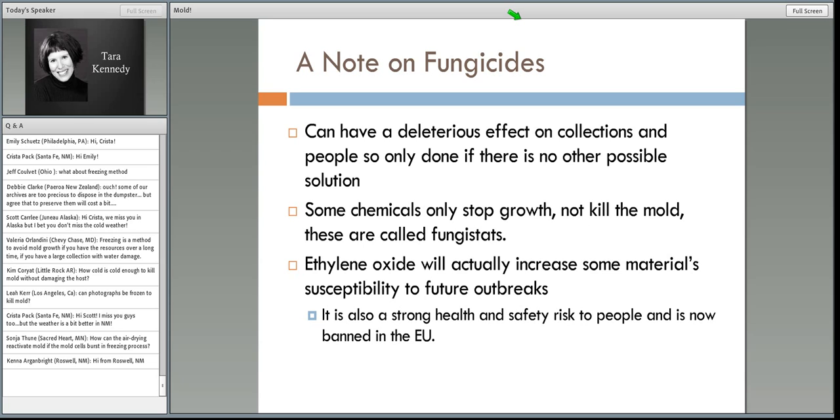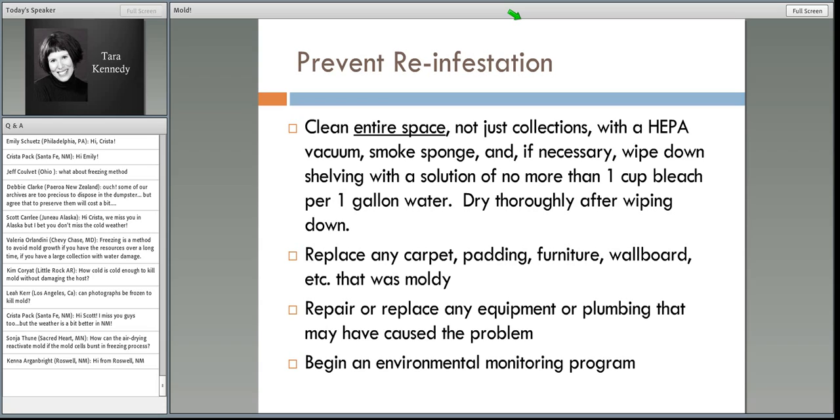Okay, now how to prevent reinfestation. Clean the entire space, not just collections, with a HEPA-filtered vacuum, a smoke sponge, I'll tell you what that is in a second, and if necessary, wipe down the shelving with a solution of no more than 1 cup bleach per 1 gallon of water, and then dry thoroughly after wiping it down.